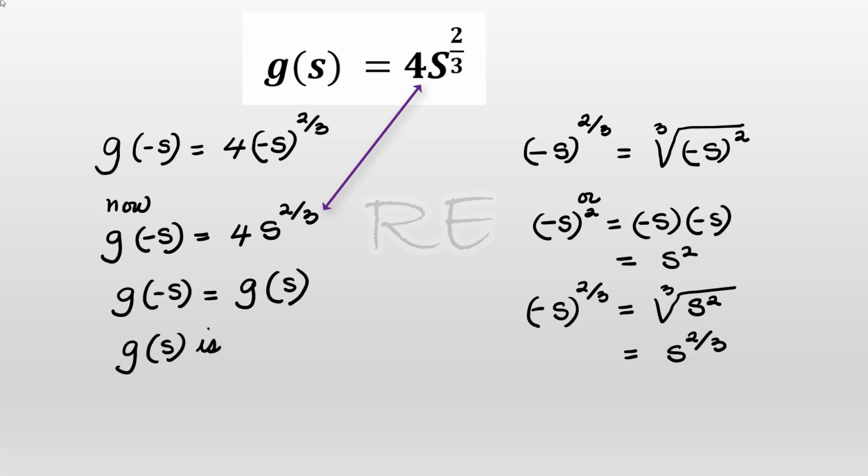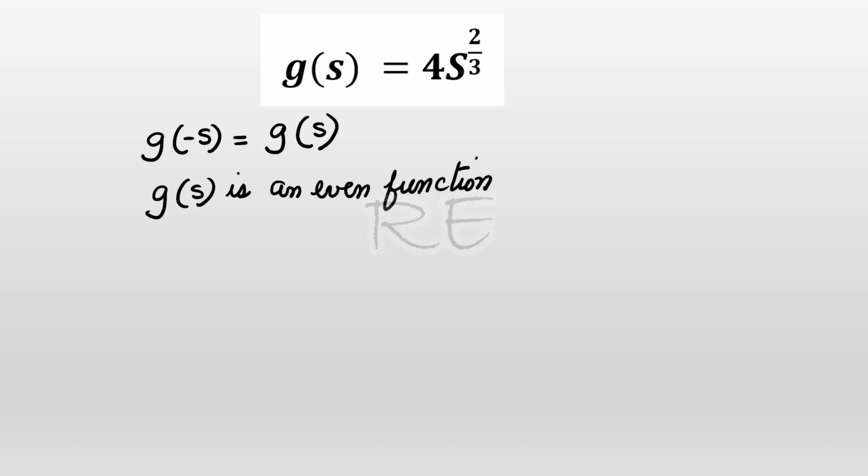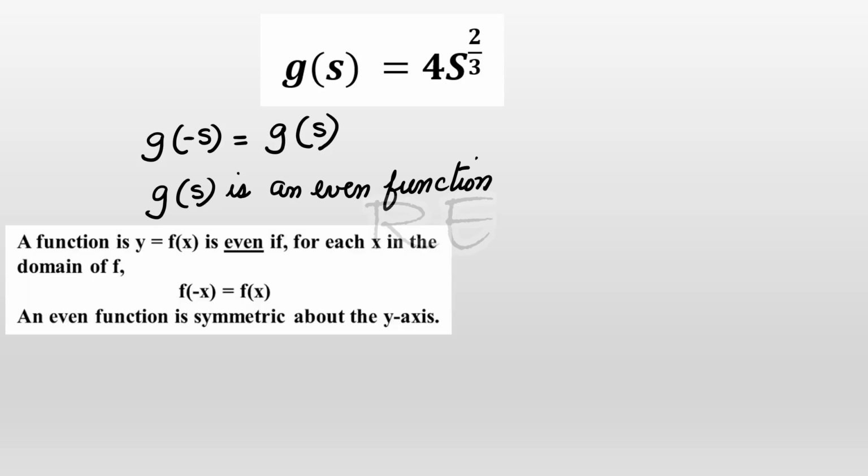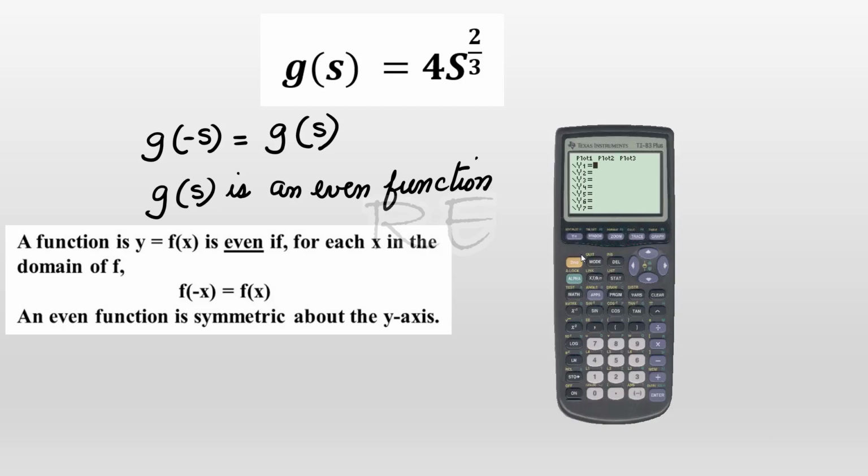Therefore, g(s) is an even function. g(s) is an even function, and if a function is even, then the function is symmetric about the y-axis. Therefore, g(s) is symmetric about the y-axis.